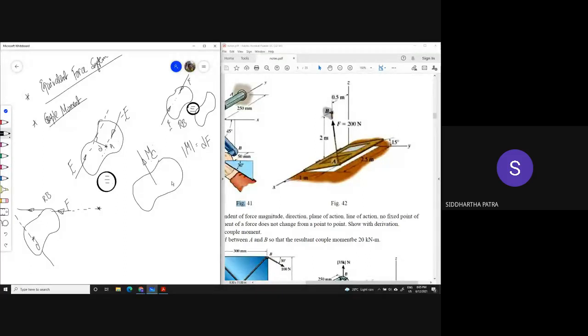But other attributes of a vector, a point of application or line of action, do not apply to a couple moment. So how can we evaluate that? We would do that in terms of three-dimensional problems. Although the diagram may look 2D, the derivation we are about to do is 3D.